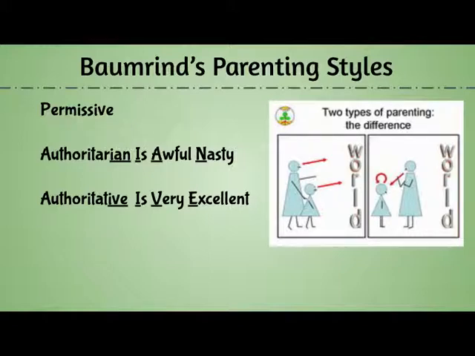And then there is uninvolved too. That would just mean there's low love and support and low discipline and expectation. So, I mean, at that point, is the person really parenting? If they're uninvolved. So I think that's why we tend to just see the permissive, authoritarian, and authoritative.